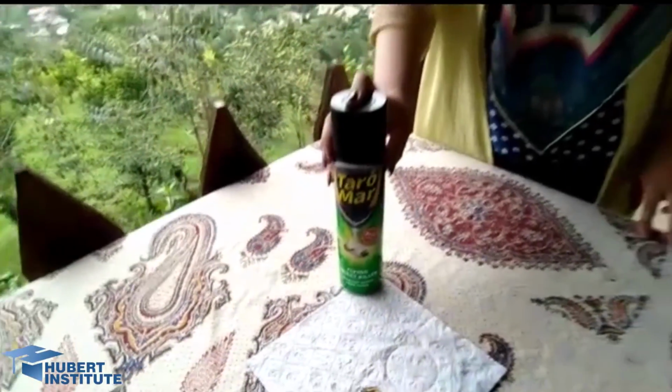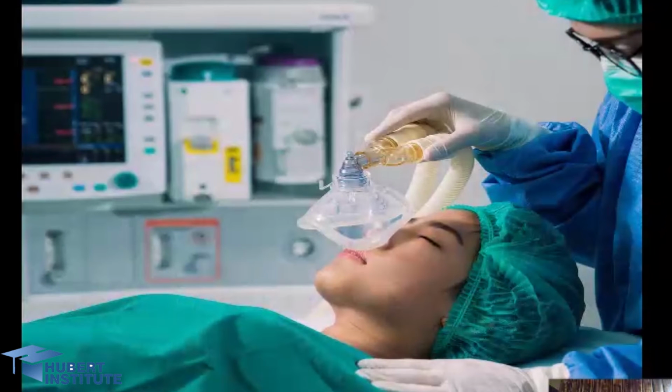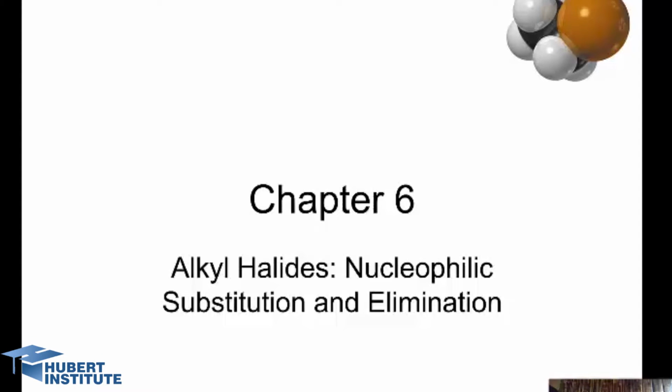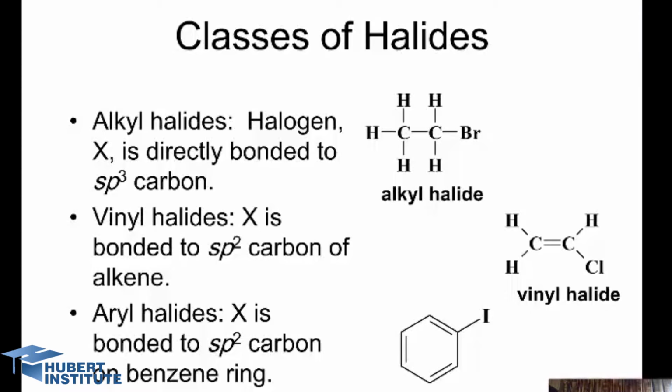If you have ever used an insecticide to kill an insect, or you have experienced a surgery with anesthetics, you have already experienced alkyl halides. But what exactly are alkyl halides? In a hydrocarbon chain, whenever you replace a hydrogen on a carbon with a halide or a halogen, which is fluorine, chlorine, bromine, or iodine, you will get alkyl halides.